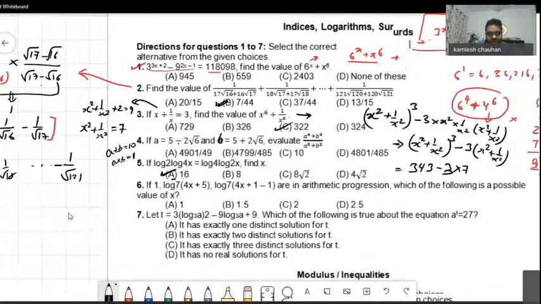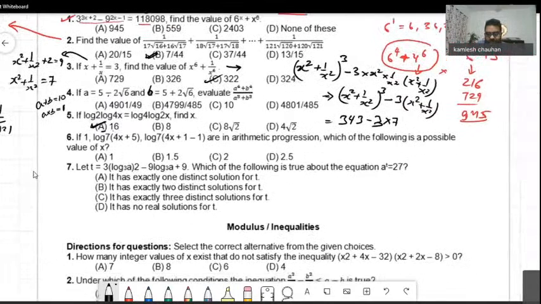In question number 7, what we are given is these three numbers are in arithmetic progression. Which of the following is a possible value of x? Again, two ways to solve it. One way is you write the equation in terms of AP. Since these logs are in AP, the numbers have to be in GP. An alternate way is to put these numbers 1, 1.5 and check which one is satisfying, and we can get the answer.